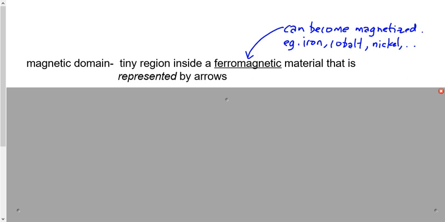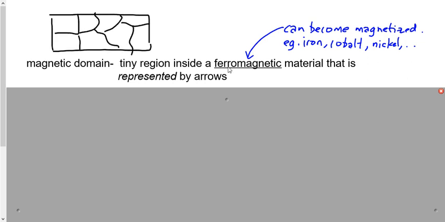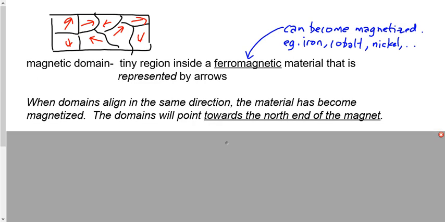So when we align these domains, when these domains aren't aligned, these tiny little regions represented by arrows are pointing in seemingly random directions. Then we have a non-magnetized ferromagnetic material, just a piece of steel or a piece of iron right now. If we want to make it magnetized, then we've got to actually align these domains or cause these domains to point more or less in the same direction.